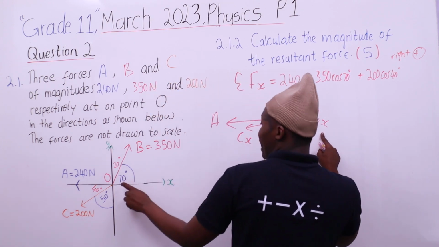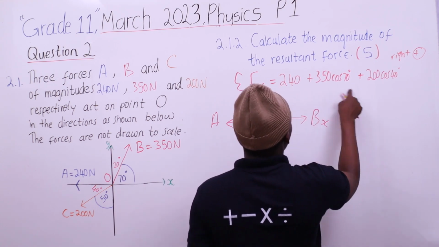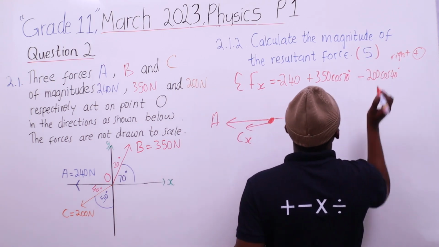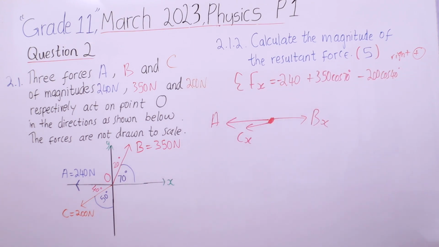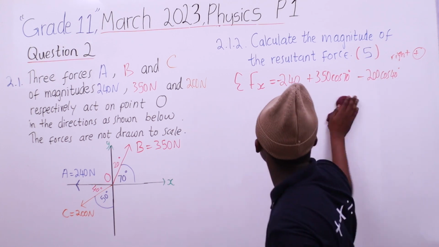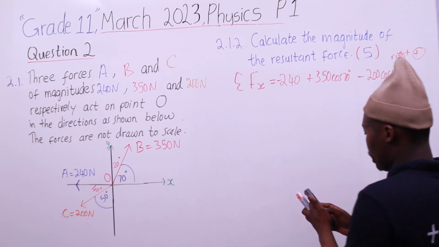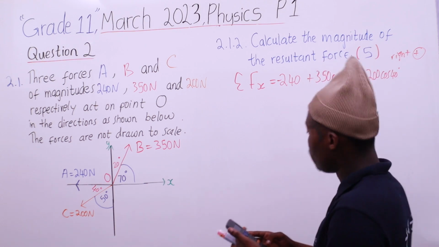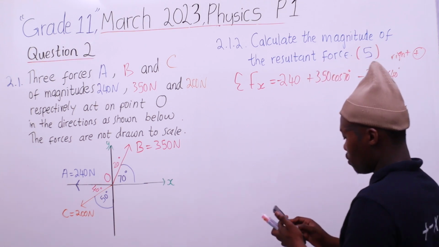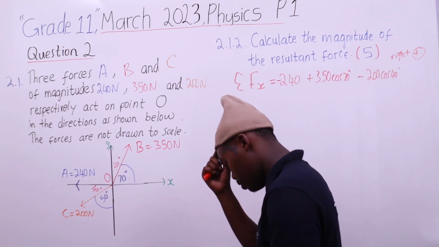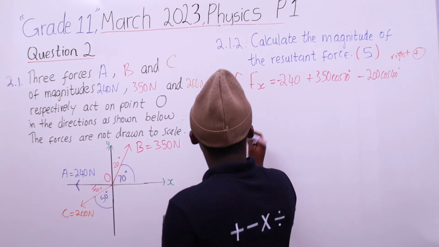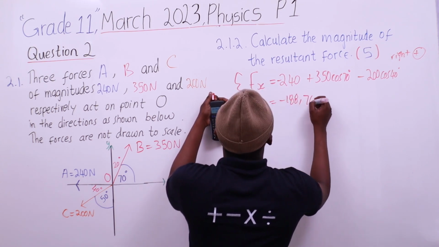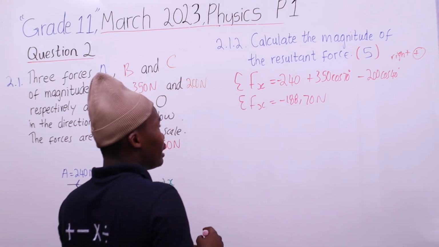So the Bx here, the 350 cos of 70, will remain positive, but the 240 will be negative, and this other one will also be negative. And then what do we do? Take the calculator and let's calculate. Negative 240 plus 350 cos of 70 minus 200 cos of 70. It's all negative 188,70 newtons.